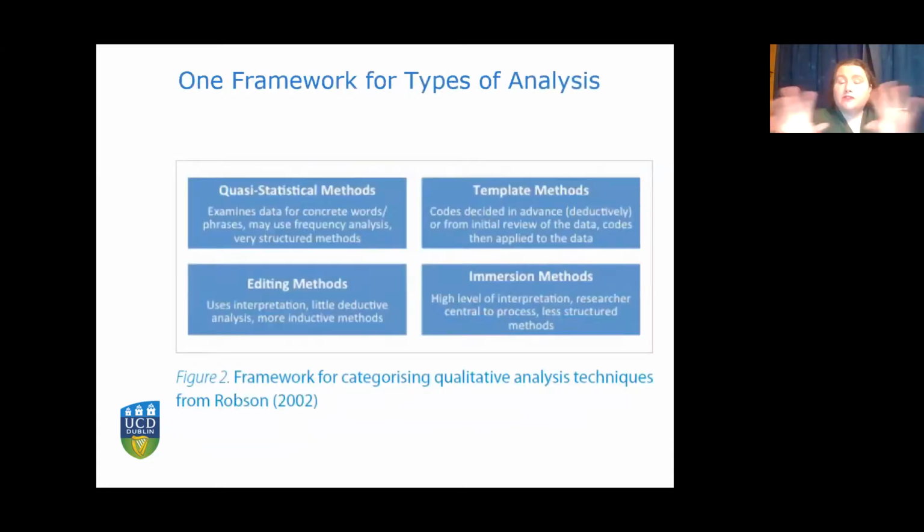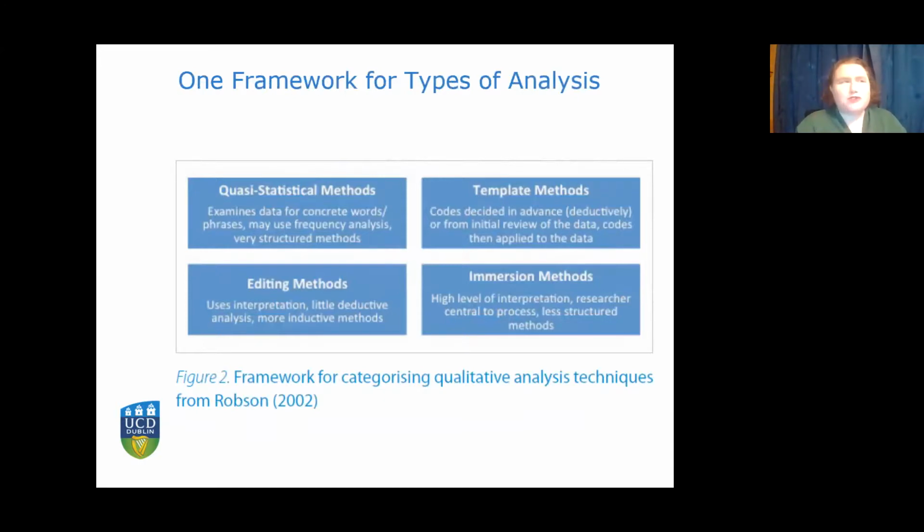Now, there are lots of different ways of thinking about methods of qualitative analysis. This is a framework from Robson, where he categorizes them based on the level of interpretation. Is it high interpretation or low? And also the level of inductive versus deductive analysis, where the themes are either developed in advance, deductively, or they've been identified as they emerge from the data.